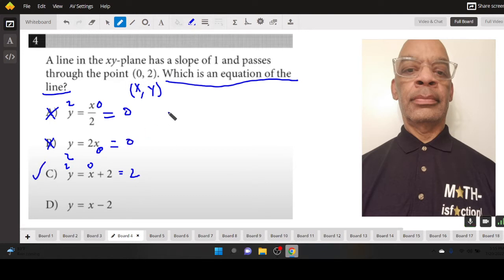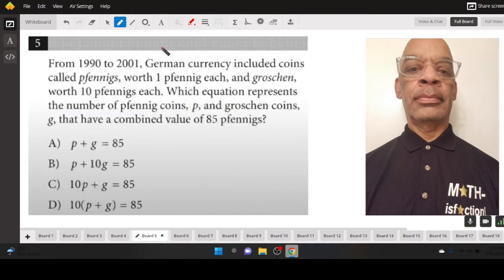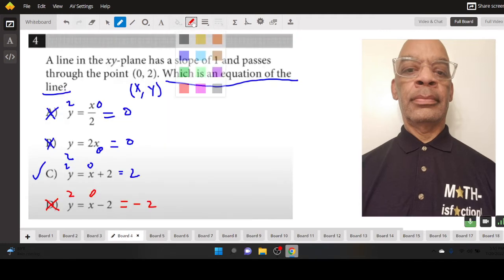You can stop there. Some people choose to continue and try all of them. Put a 0 in for x. Supposed to get a 2 for y. Get a -2. That's wrong. Okay. Number 5. Let's go back to number 4. This point, 0, 2, is the y-intercept. You need an equation with +2 at the back. This is the equation with +2 at the back.